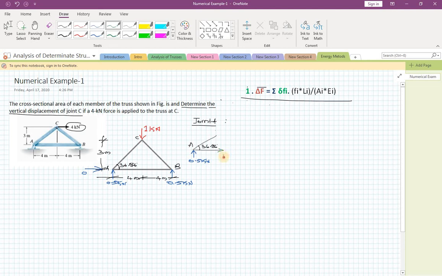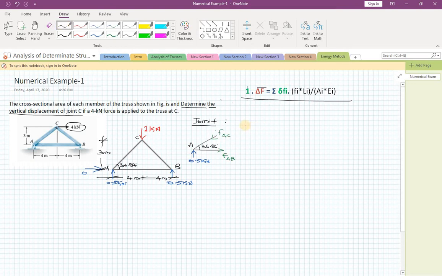So I will call it force in member AB, and force in member AC, let me assume it as a compressive force. Okay, let me assume that as a compressive force. That's why I'm making an arrow towards the joint. So I will call that FAC, and this angle is 36.86.